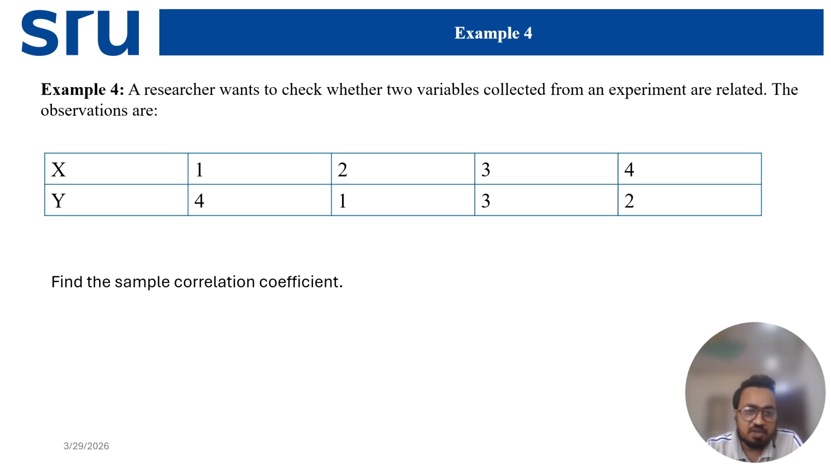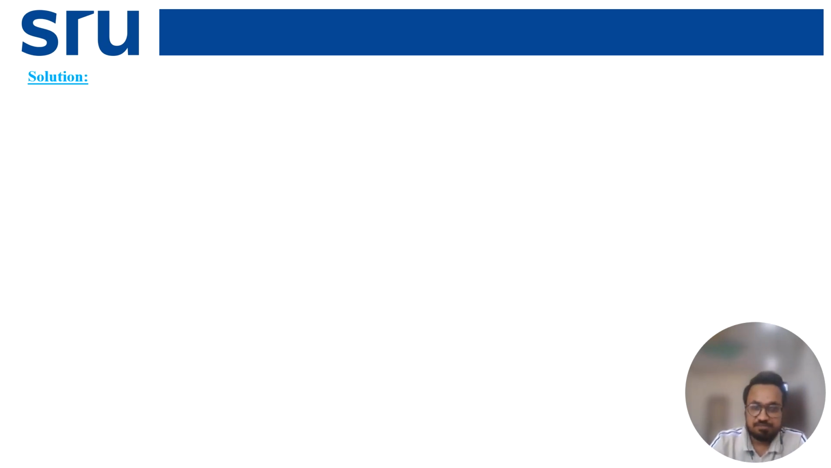Suppose that a researcher wants to check whether the two variables collected from an experiment are related, and the observations x and y are given as 1 4, 2 1, 3 3, 4 2. Then in this question we will find the simple correlation coefficient with the help of the formula, the Karl Pearson coefficient. Okay, so now we will make the same table as we have discussed in the previous video.